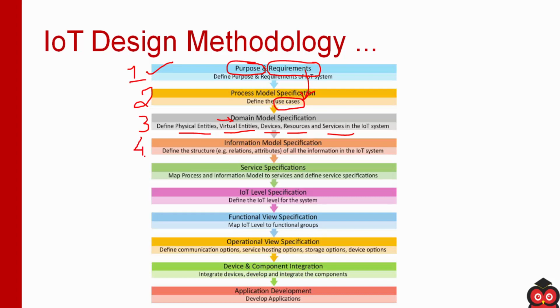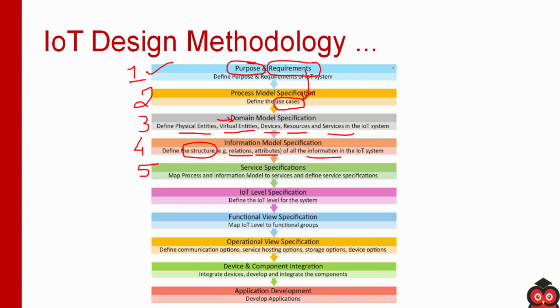The next step is information model specification. That means we give some structure to the information that we are going to store as part of our IoT application or system. We specify the attributes that we will store, the data inside them, and the relationships between the entities. And the next step is service specifications.